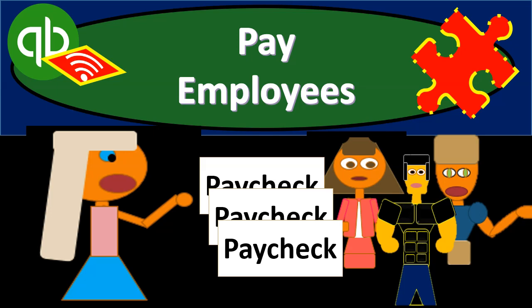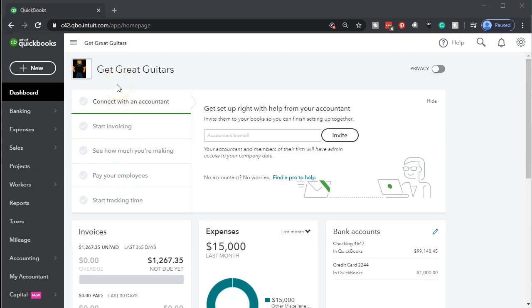Here, we're going to assume that we had payroll processed by a third party, such as a Paychex or an ADP. We want to take that information, put it into our QuickBooks system so that we have it reflected on the financial statements. So let's get into it with Intuit's QuickBooks Online. Here we are in our Get Great Guitars file.